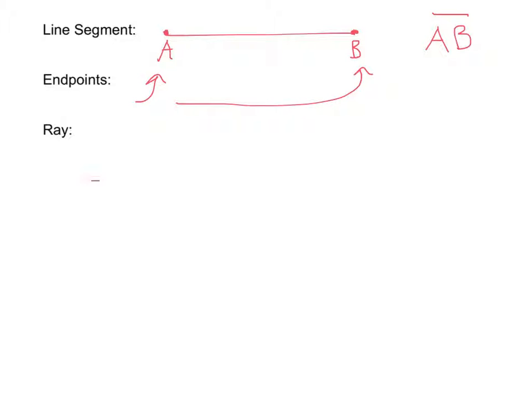So a ray is part of a line that has one endpoint, but it extends infinitely in one direction. And a ray is going to be named by 2 points that are on it, one of which, and the first of which, always has to be the endpoint.